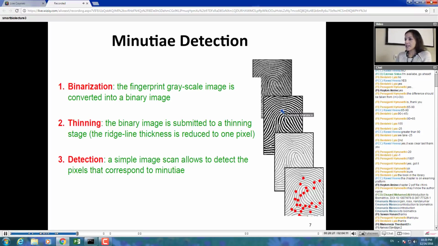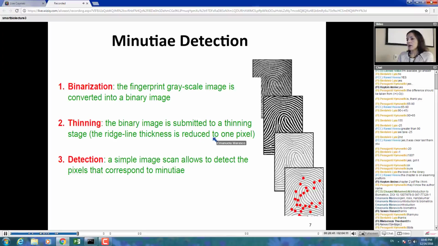And then we go to the thinning routine, where the binary image is submitted to a thinning stage whose goal is to reduce each ridge to 1 pixel. So the output of the thinning procedure will be that every ridge will be 1 pixel wide. Because at the end we need to locate specific pixels, which are the ones corresponding to minutia.